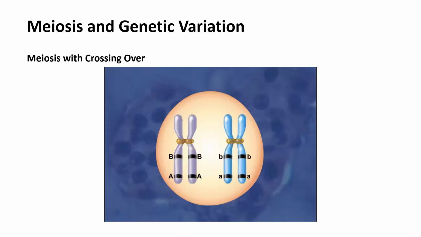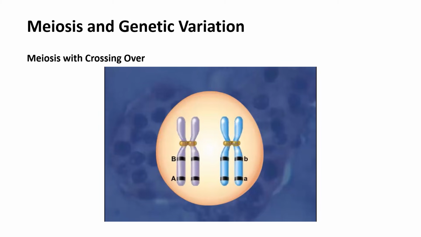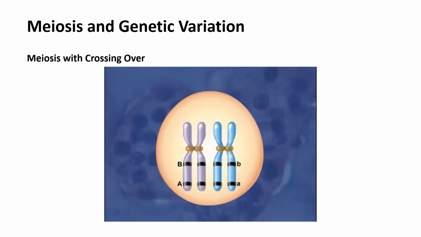Let's see what that looks like in this video. This will give you a nice demonstration of how this leads to genetic diversity. Crossing over during meiosis allows recombination of genes between homologous chromosomes. This alters the linkage between genes on the same chromosome. Crossing over occurs frequently during prophase 1 of meiosis, when homologous chromosomes associate with each other in a structure called a tetrad.